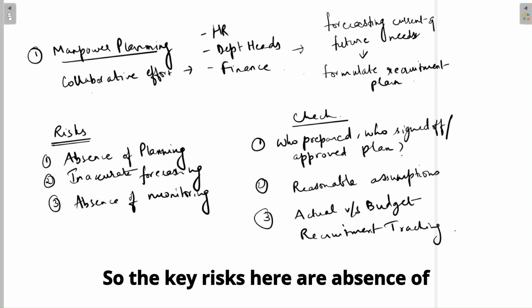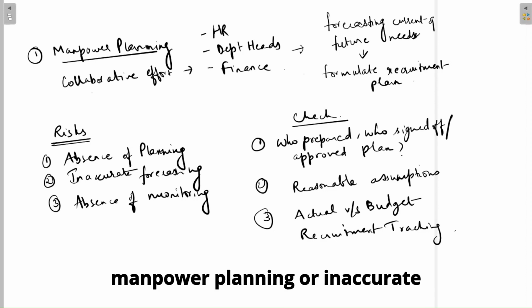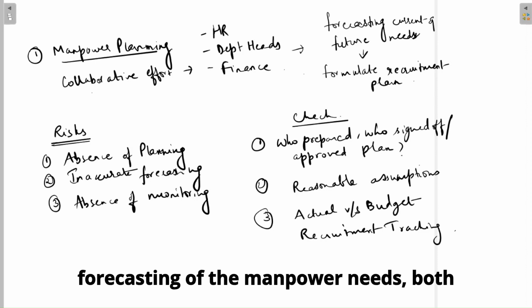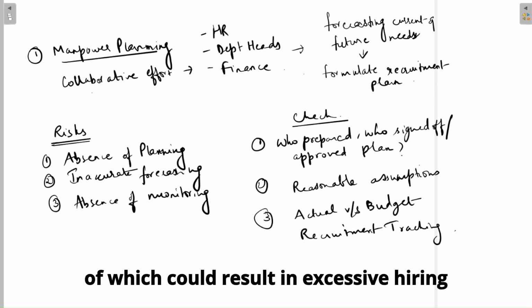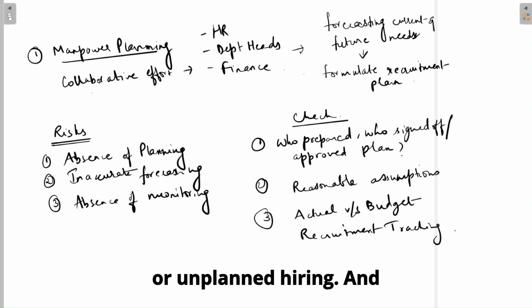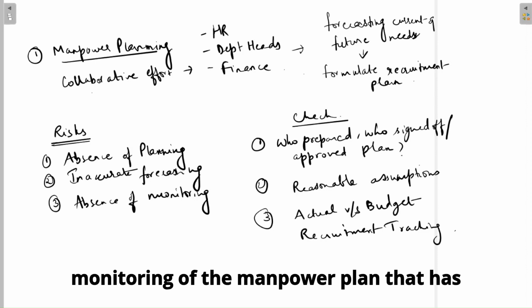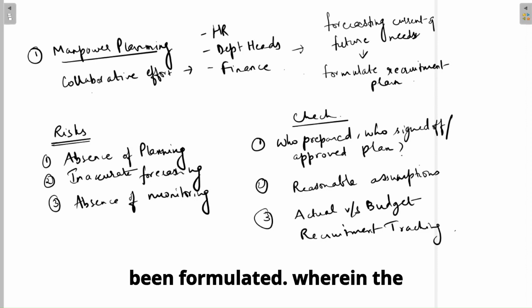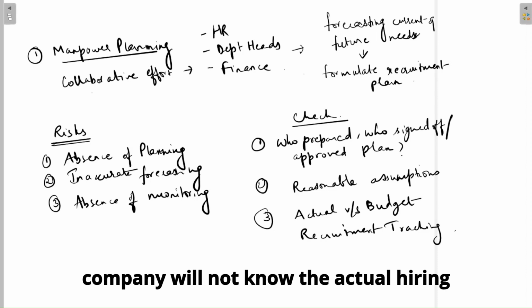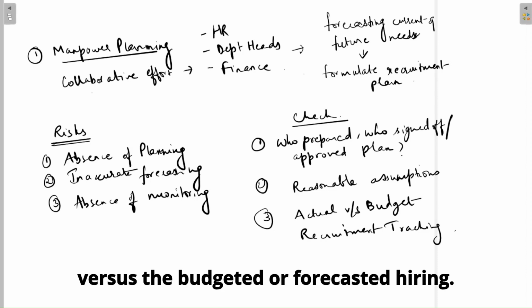So the key risks here are absence of manpower planning or inaccurate forecasting of the manpower needs, both of which could result in excessive hiring or unplanned hiring. And also another risk is absence of monitoring of the manpower plan that has been formulated, wherein the company will not know the actual hiring versus the budgeted or forecasted hiring.